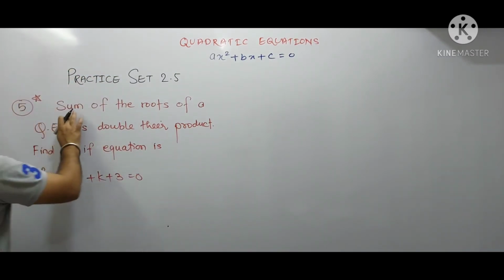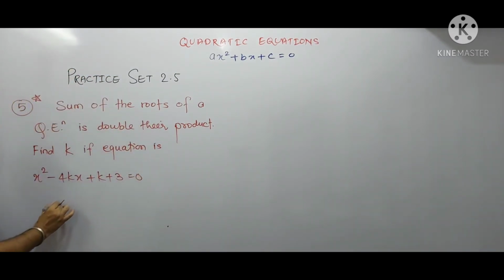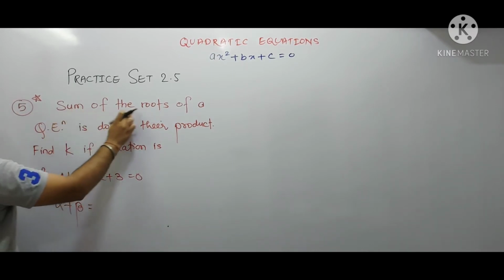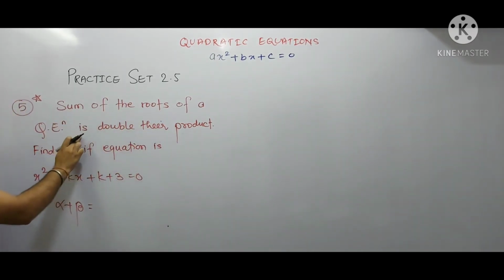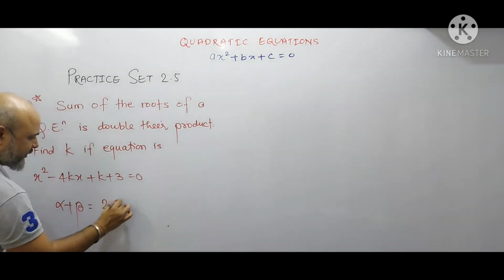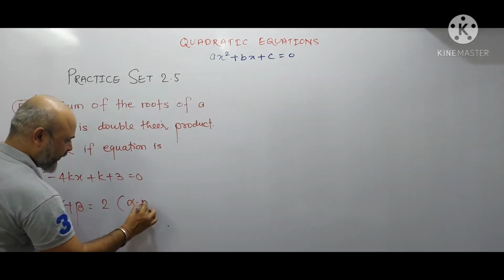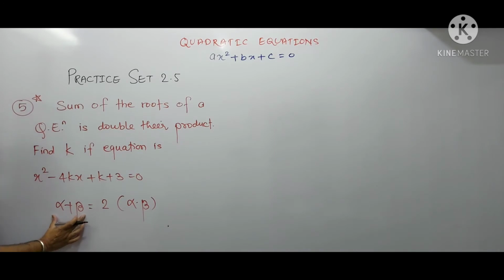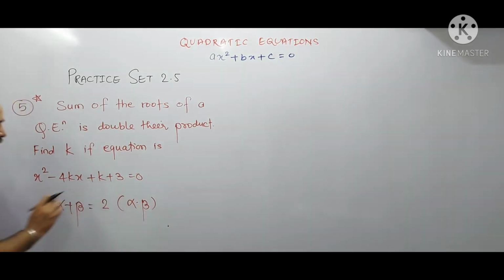So what is given? Sum of the roots. Sum of the roots means what? Alpha plus beta. Alpha plus beta is double their products, means 2 times their product, that is alpha into beta. Means sum of the roots is equal to double their product.